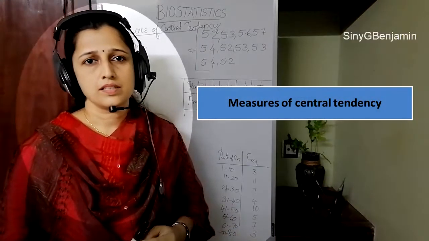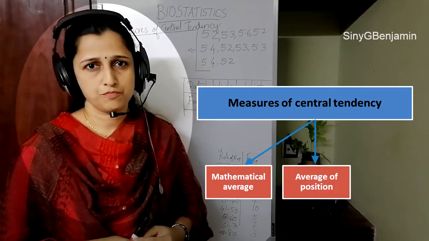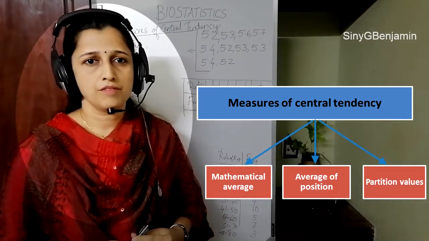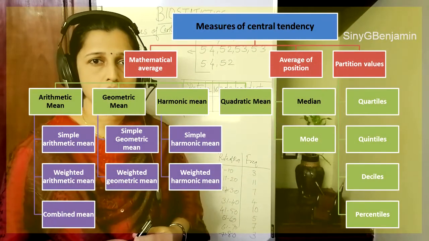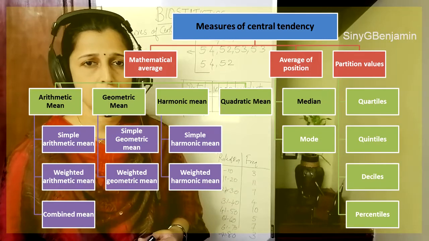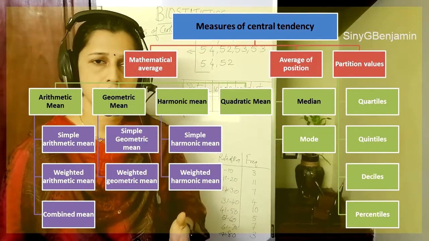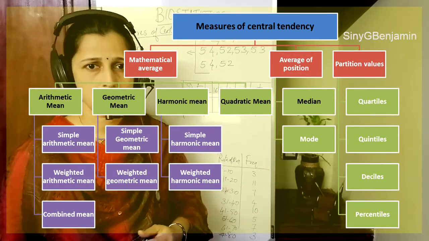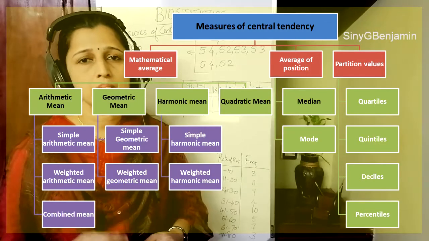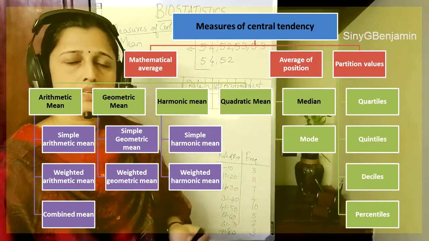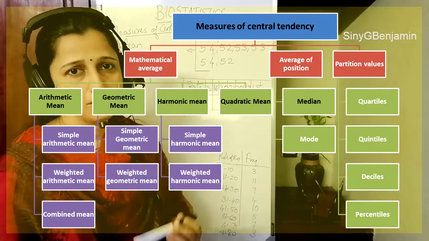The measures of central tendency is broadly classified into mathematical average, average of position and partition values. Here you can see the details of the classification of the measures of central tendency. The mathematical average is classified into arithmetic mean, geometric mean, harmonic mean and quadratic mean, and under the average of position comes the median and mode. And in this tutorial I'll be talking mainly about the arithmetic mean.